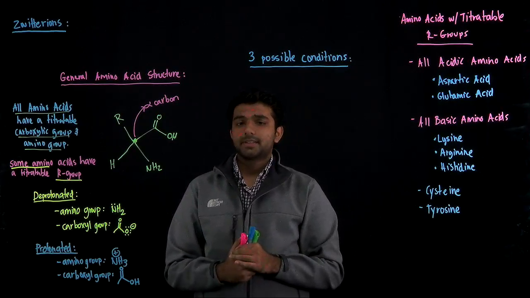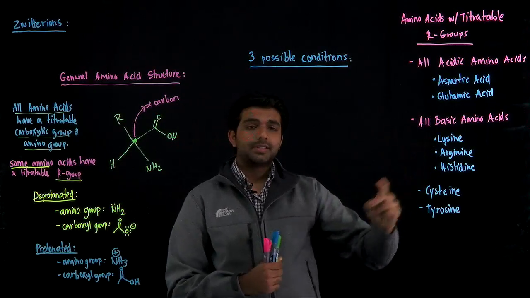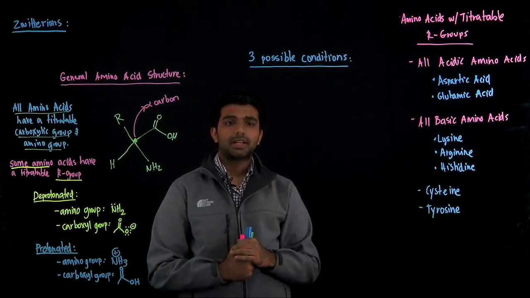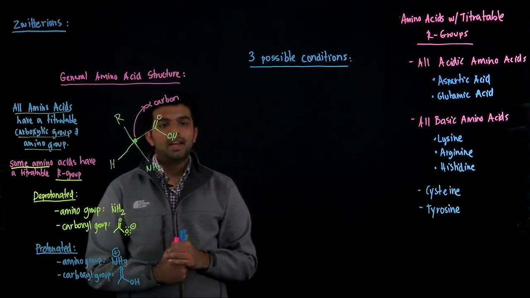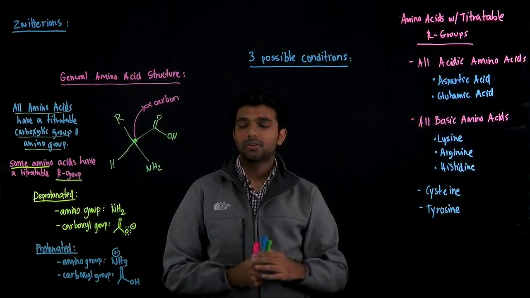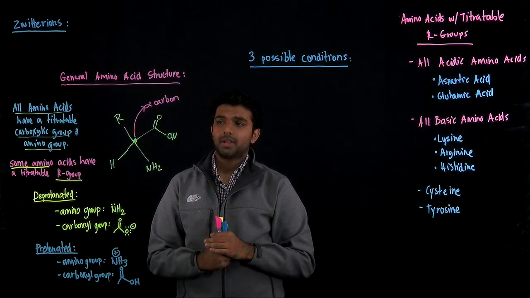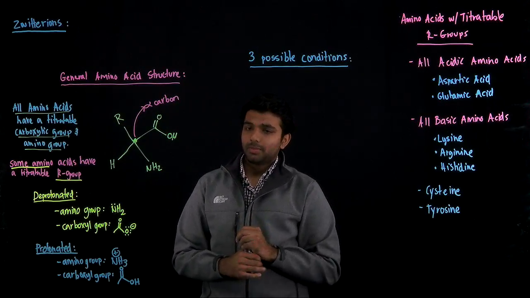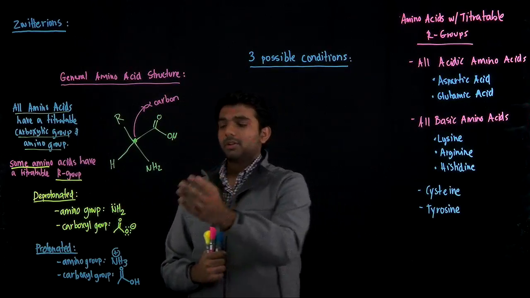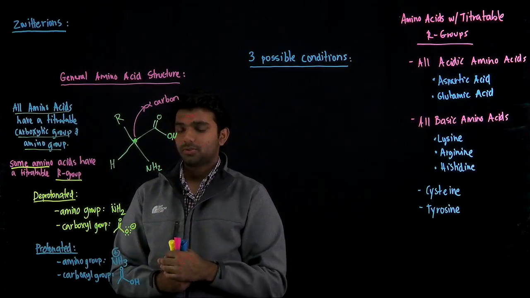And then some amino acids have a titratable R group. Those are all the acidic amino acids, which are aspartic acid and glutamic acid, all the basic amino acids, which are lysine, arginine, and histidine, as well as cysteine and tyrosine. So all these amino acids have titratable R groups, but all your amino acids have a titratable carboxyl group and amino group. Depending on the pH the amino acid is placed in, the amino group can gain or lose a proton, and the carboxyl group can gain or lose a proton.